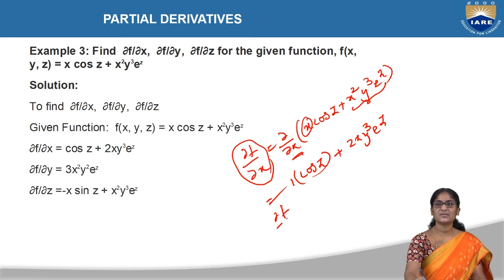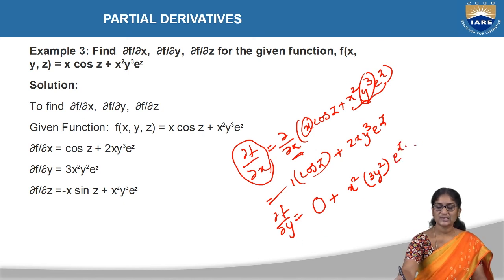Now let us find the second partial derivative, that is dou f by dou y. In the first term we don't have any y here, so the first term completely goes to 0. In the second term we have y cube, whose derivative is 3y square. So x square is a constant here. The derivative of y cube is 3y square, and e power z is e power z itself. So this answer is nothing but 3x square y square e power z.